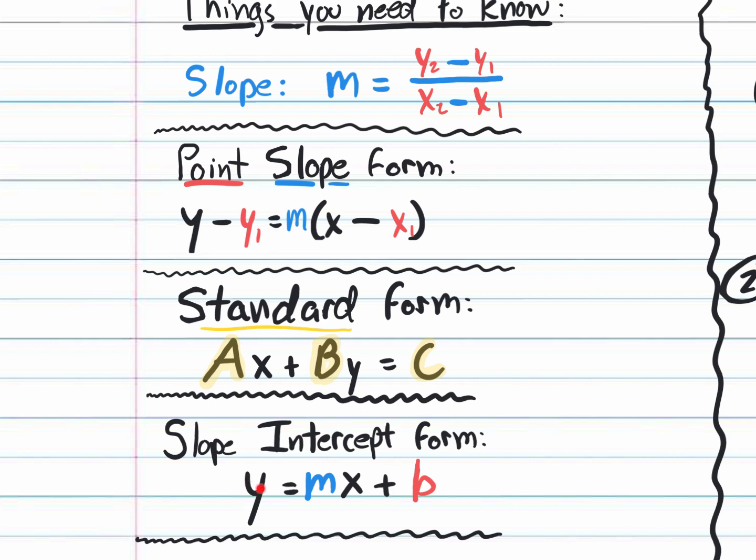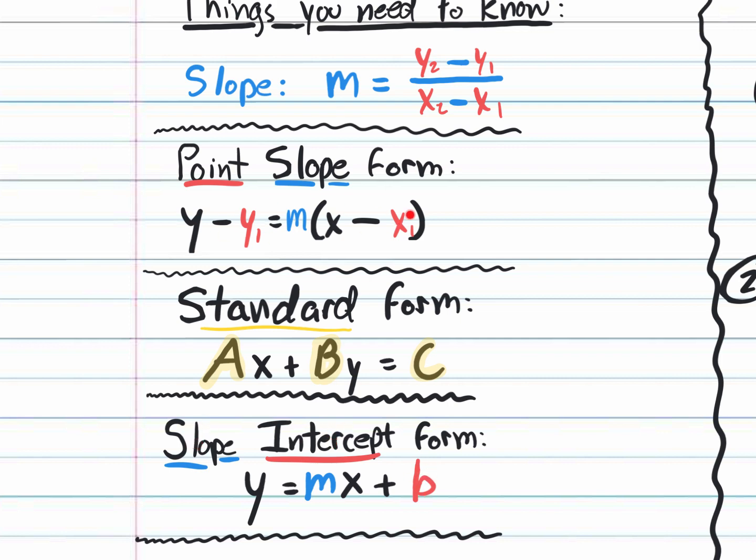Because when you have y by itself equals mx plus b, you could clearly see the m and the b. You could see the slope and the y-intercept. That's why they call it slope-intercept form. Because when you have y by itself, you could see the slope, the rise over run in front of the x, and the b value is your y-intercept. That's why they call it slope-intercept form.